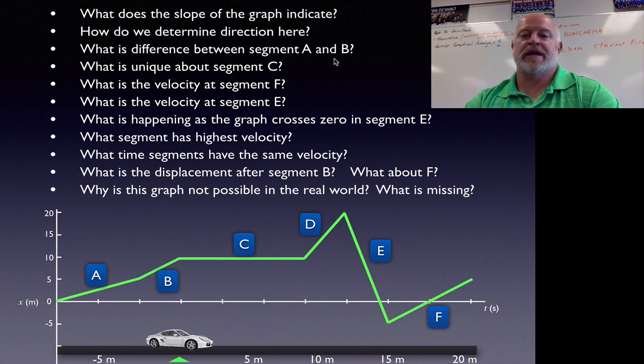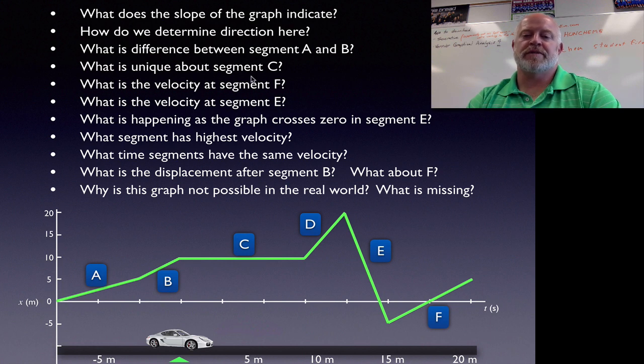What's the difference between segment A and B? Okay, well, A and B, let's talk about what's the same. They both have positive slopes, positive direction, positive displacement. Okay, the only difference is the slope is different. So between A and B, it's moving faster at B because it has a steeper slope. You could calculate that and say, well, at B, it went up 5 over 1. So here it has a speed or a velocity of positive 5 meters per second. Here it was only 2.5 meters per second. So this is double the speed. That's the difference between those two.